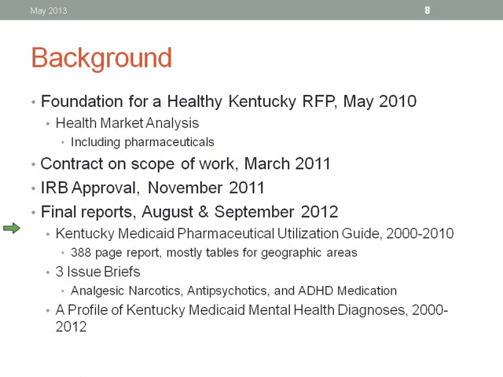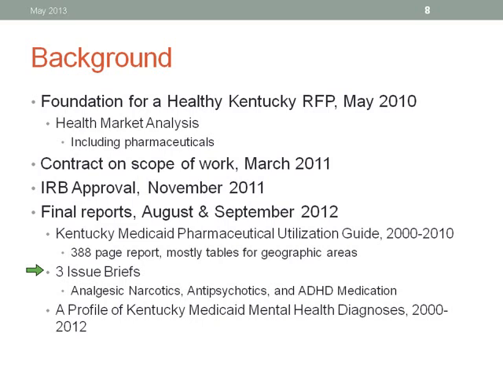Now the first thing listed here is the Kentucky Medicaid Pharmaceutical Utilization Guide, which is obviously what I'm talking about here today. But there are three other related pieces that are available on the CBER website, and I'll provide that URL to you at the end of this presentation, which focus on three interesting therapeutic groups: analgesic narcotics, antipsychotics, and ADHD medication.